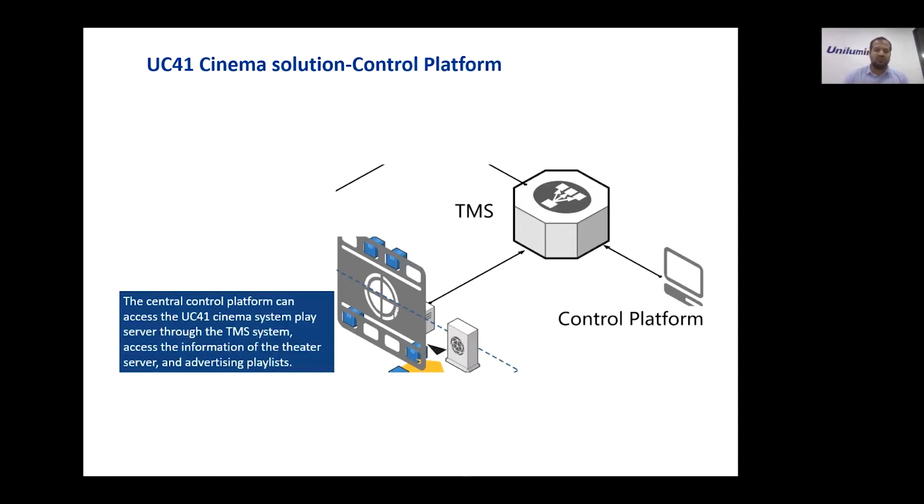So the central control platform can access the UC41 cinema system. Play servers through the TMS system access the information of the theater server and advertising playlists.